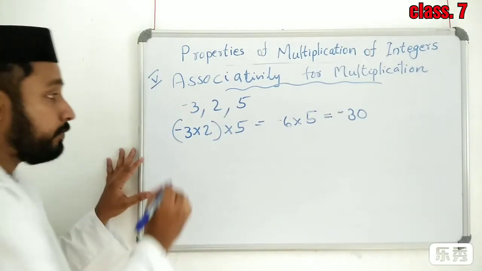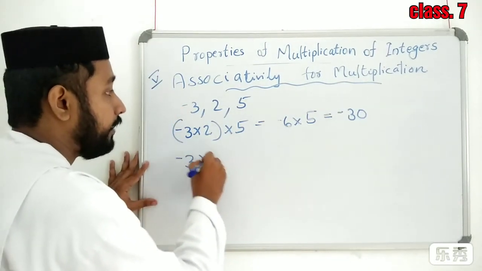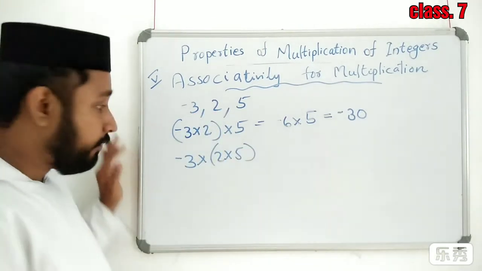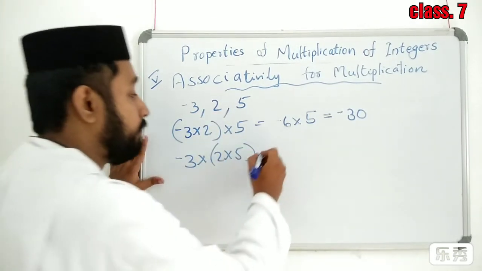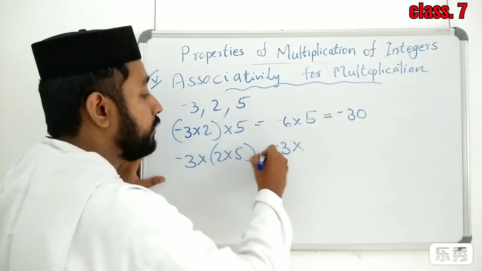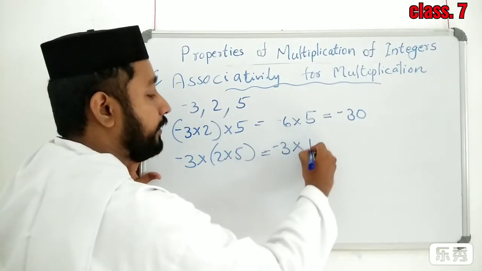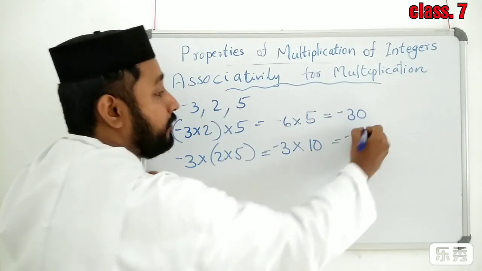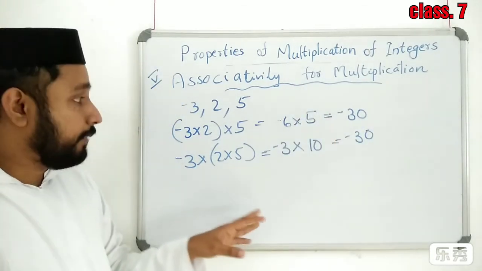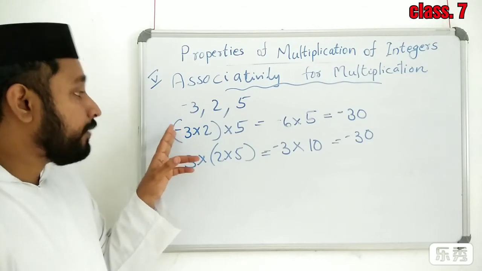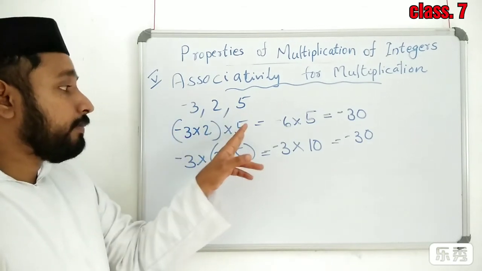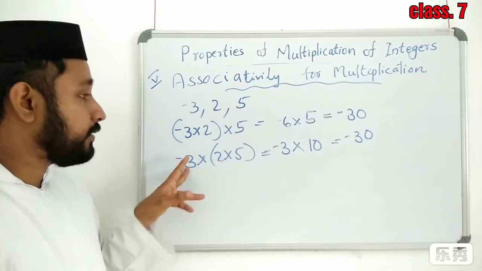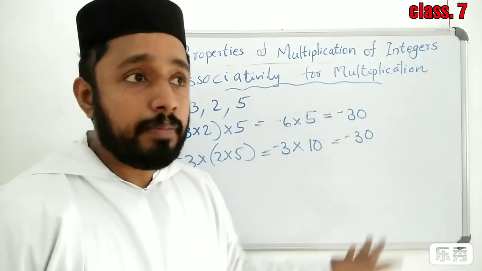Now I am going to multiply minus 3 there, 2 into 5. First I am going to multiply 2 and 5, then with the minus 3, which is equal to minus 3 into 10, minus 30. In both cases, answer is same. Here first we multiply minus 3 and 2, then with 5. Here first multiply 2 and 5, then with the minus 3. But in both cases, answer is minus 30.